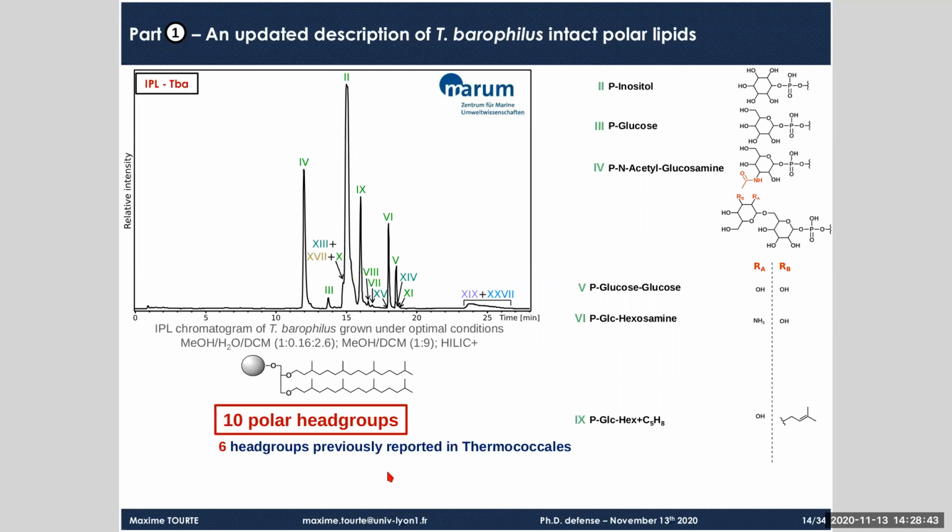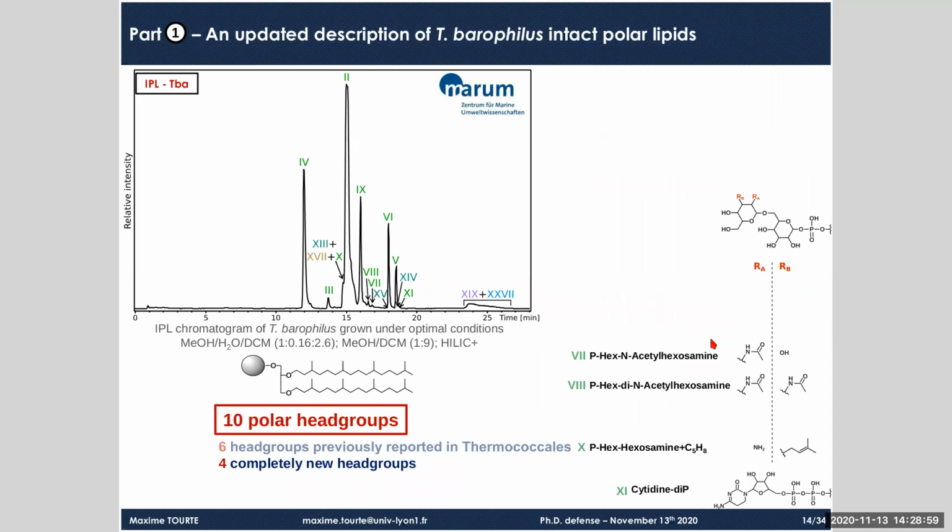For instance, 6 of them were previously reported in Thermococcales, but were identified for the first time in Thermococcus barophilus, such as phosphoglucose, phospho-N-acetylglucosamine here, or different derivatives of phosphodihexose like this one. In addition, we could also identify for the first time completely new polar head groups, such as other derivatives of phosphodihexose bearing either 1 or 2 N-acetyl groups, like here, or acetidine diphosphate, like here.